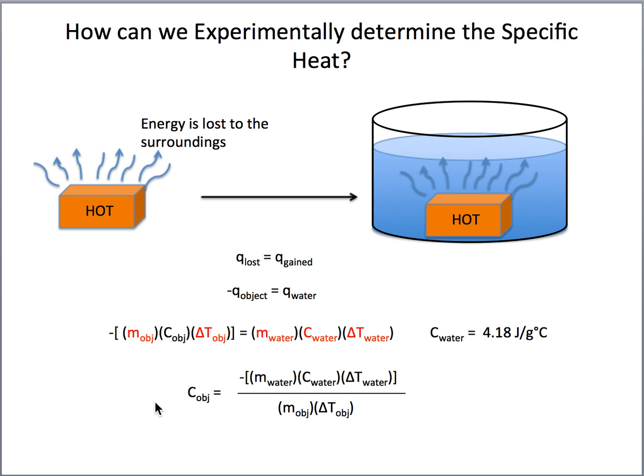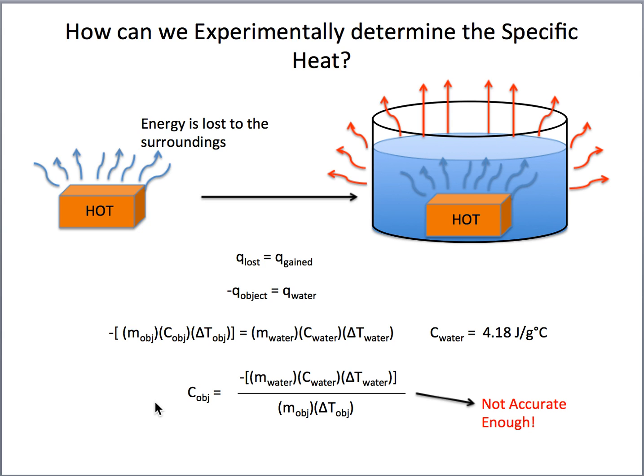Well, our idea is right. The principle of what we're talking about is correct, but our system is not accurate enough to perform this calculation because we are losing heat to the surroundings. There's nothing to stop the energy in the form of heat that flowed from the hot object to the water to then flow from the water to the surroundings. So the amount of energy that we capture in the water is not equal to the energy that's given off by the hot object. So we need to revise our setup a bit.